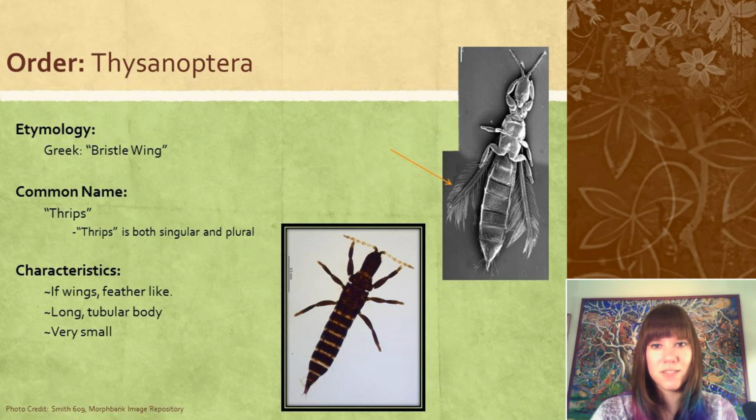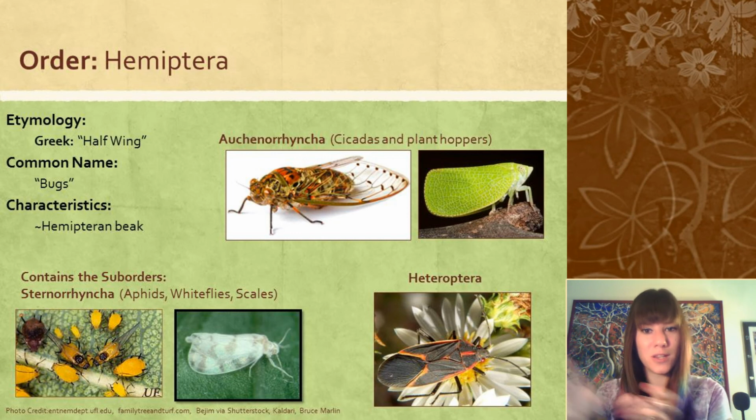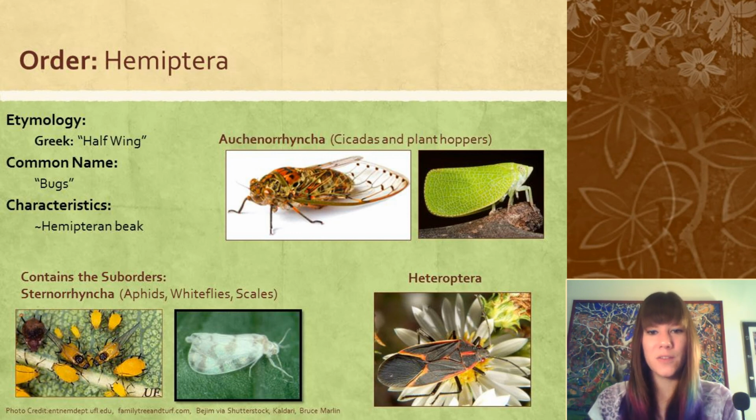The next order is Hemiptera, and in Greek, Hemiptera just means half wing, and that's because this order used to be like 3 other orders, and Hemiptera is just referring to the group that had the half wings. But since then they've all been kind of mushed into this order, and then there are suborders, and so this is kind of a remnant of what the order used to be.